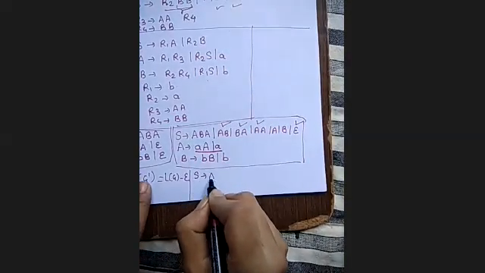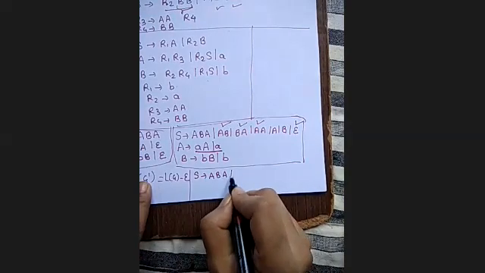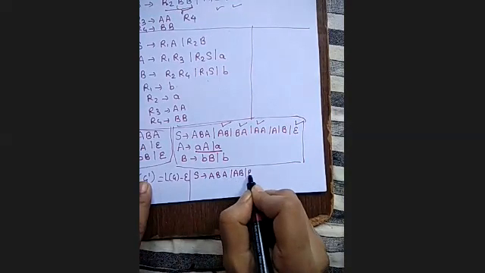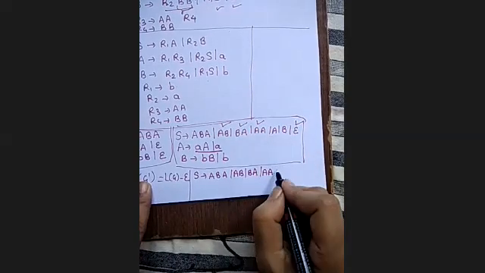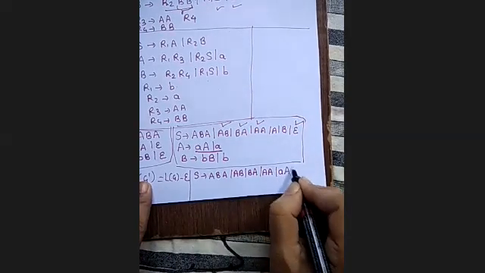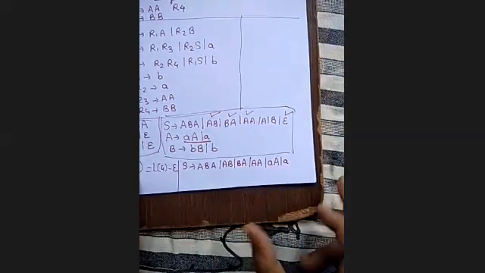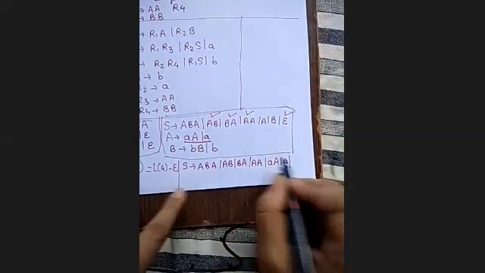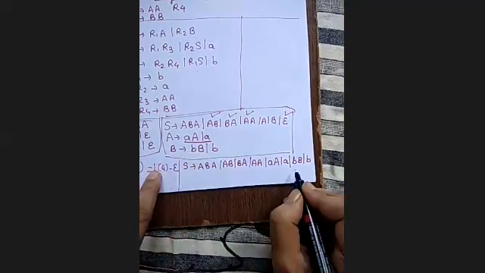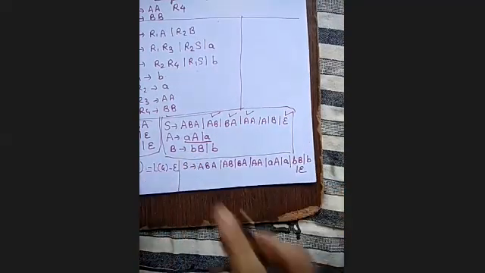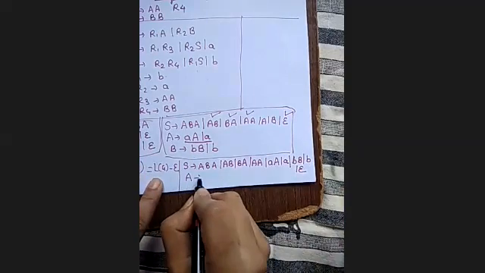S derives ABA. If I replace this A by its right hand side, that is AA or A. Similarly, this B will be replaced by its right hand side, that is BB or B. And epsilon we have to keep as it is. So, first step, is that clear what we did?